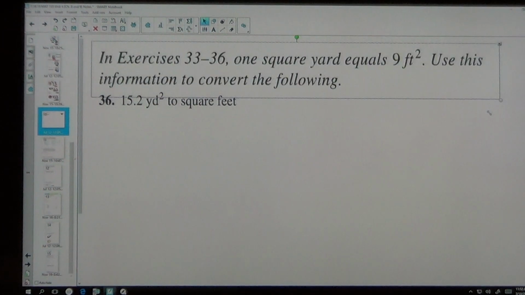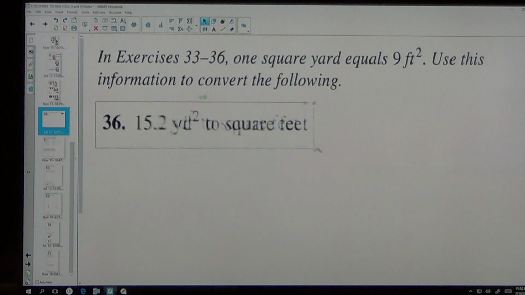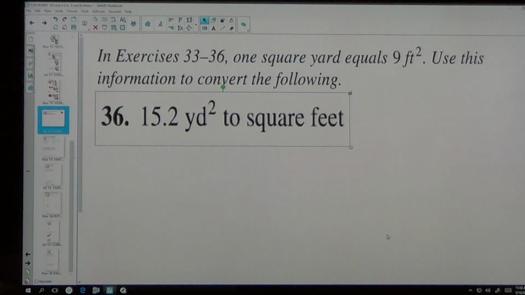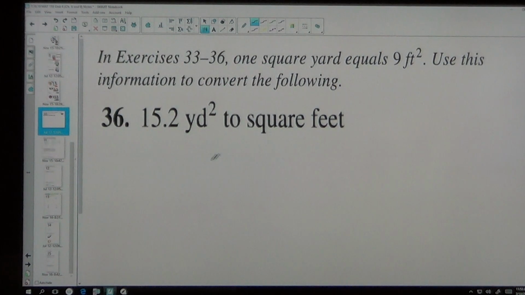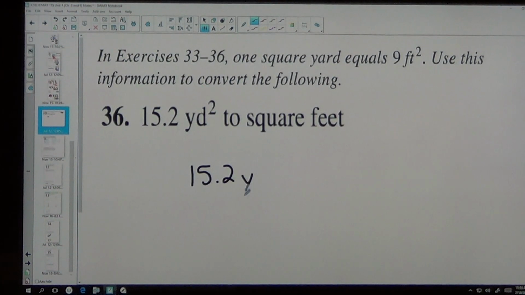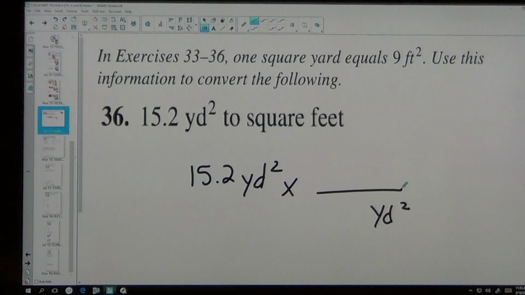I threw this one in because it'll be like it is on the test. If you see this, tell me what you would say besides skip me. Go to the formula sheet. So we are changing 15.2 yards squared. So we want those yards squared to go away, and we want to turn it into square feet. Well, the good news, they actually gave me the conversion right here.